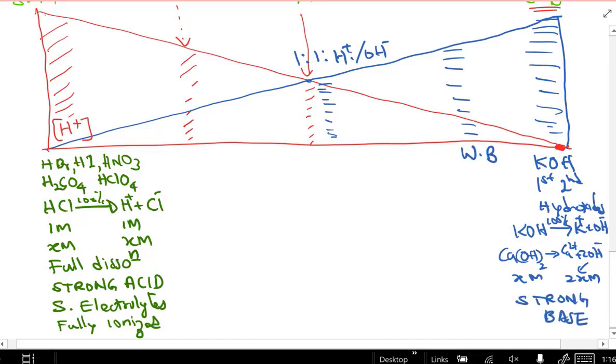Now let's look at the weak bases. That's around 10 pH. And then the weak acids around 5 pH, and the neutrals are at 7, and those are examples of sodium chloride, water.